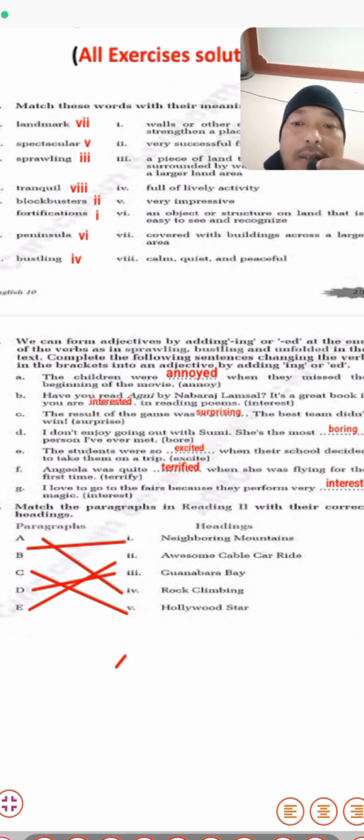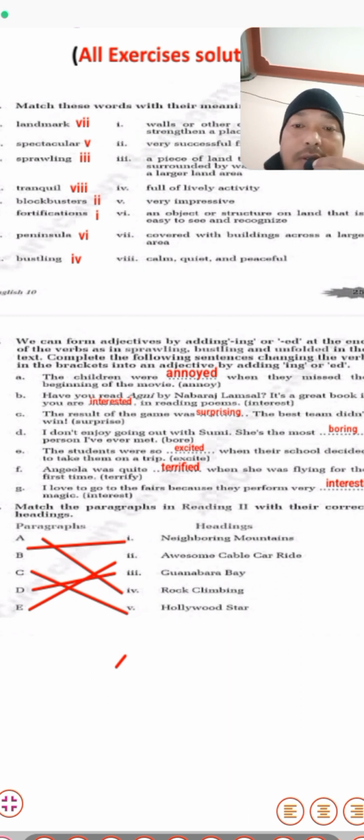And the students were so excited, ed again, when their school decided to take them on the trip. We have terrify, again ed, terrified. And the last one is interest, it's interesting. So here is how we have used ing and ed so that we can use them as adjectives in this exercise. It's all about your exercise number B.